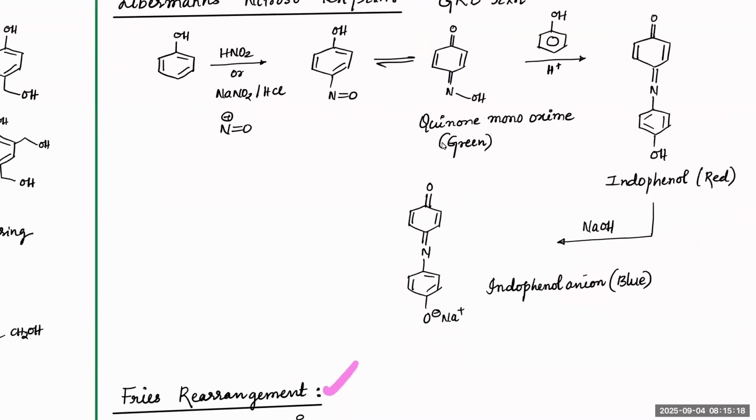I told you that Lieberman nitroso test is used in two cases. One is to detect phenol. Second one is to detect secondary amines. When it comes to secondary amines, we'll discuss there again.